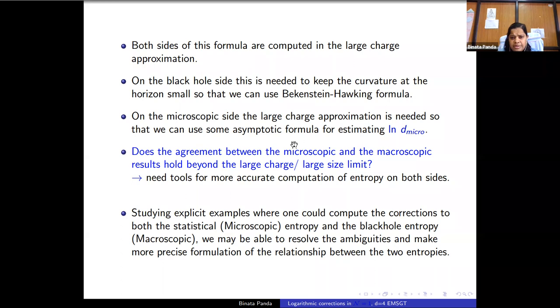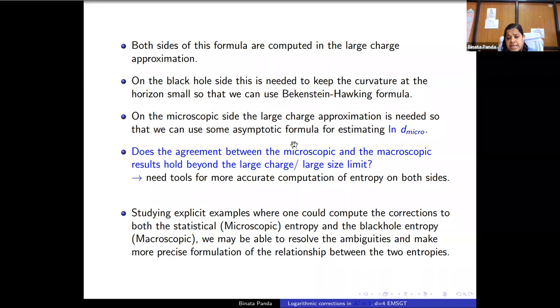On the black hole side, this approximation is needed so that the curvature at the horizon is small. So we can keep only the second derivative terms and ignore the higher derivative terms in the action. The first question is: does the agreement between these microscopic and macroscopic results for the black hole entropy in string theory hold beyond this large charge or large size limit?